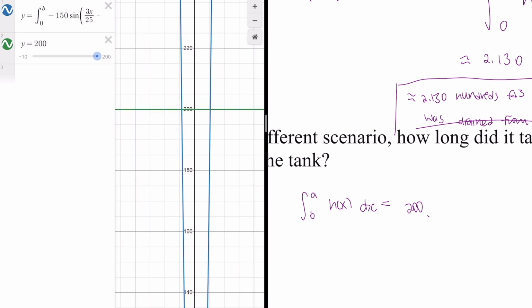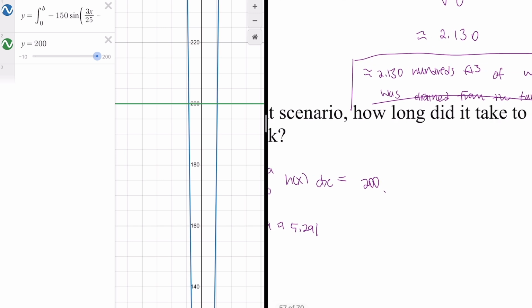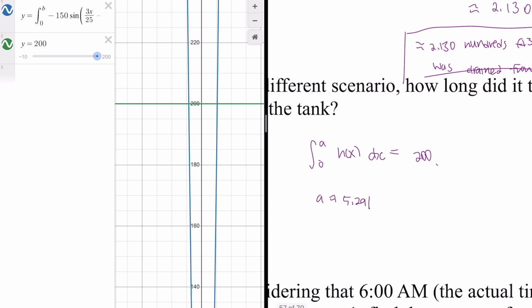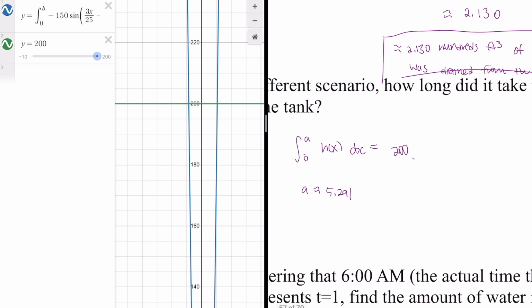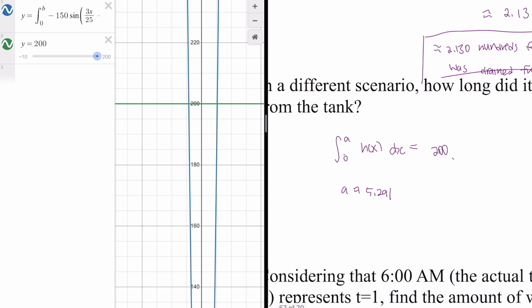So the intersection point between the two functions would be right here. So at 5.291, when b is around 5.291, then the volume of water that was drained from the tank would be 200.